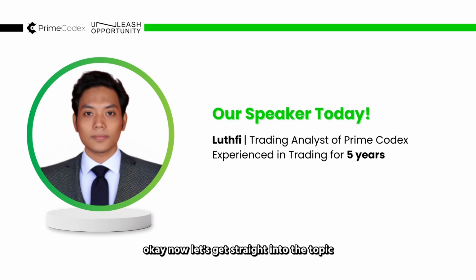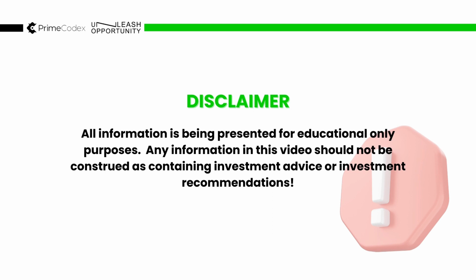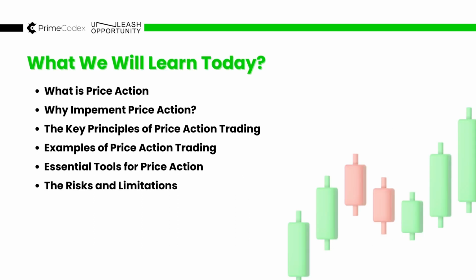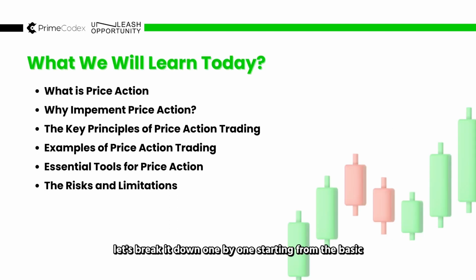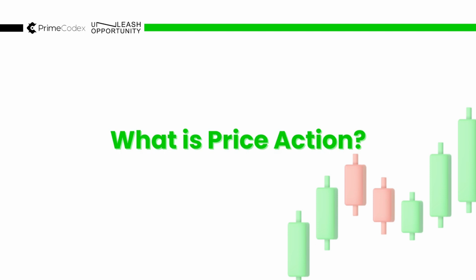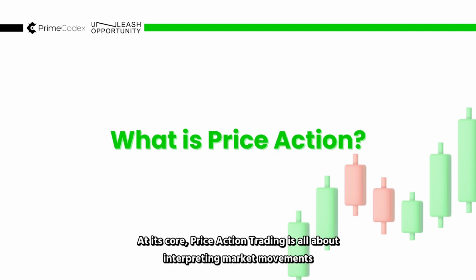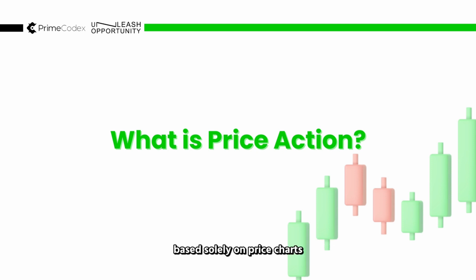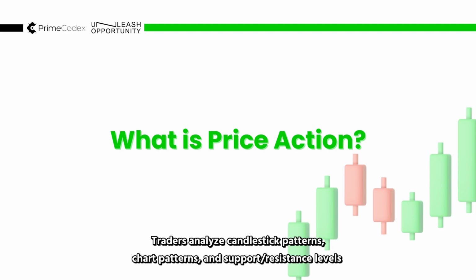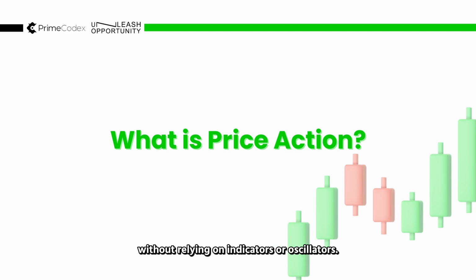Okay, now let's get straight into the topic. Let's break it down one by one, starting from the basics. At its core, price action trading is all about interpreting market movements based solely on the price chart, rather than relying solely on technical indicators. Traders analyze candlestick patterns, chart patterns, and support or resistance levels without relying on indicators or oscillators. They aim to predict the direction of price movement, whether it will continue or reverse.